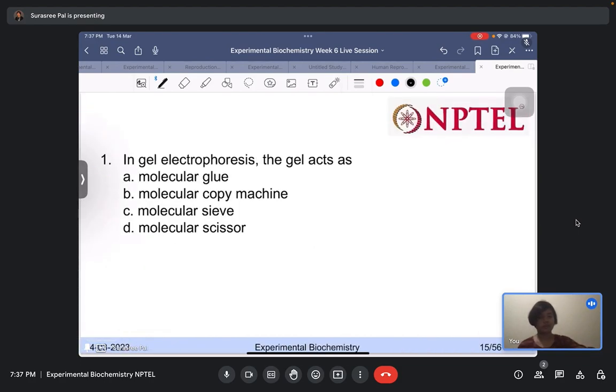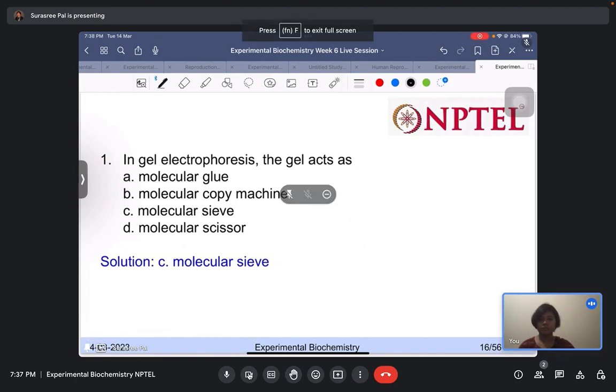Now let's see the questions based on gel electrophoresis. So the first question is, in gel electrophoresis the gel acts as molecular glue, molecular copy machine, molecular sieve, or molecular scissor. The correct answer is the gel acts as a molecular sieve.